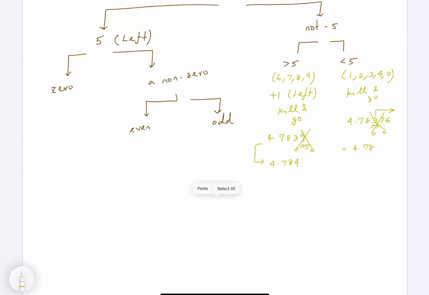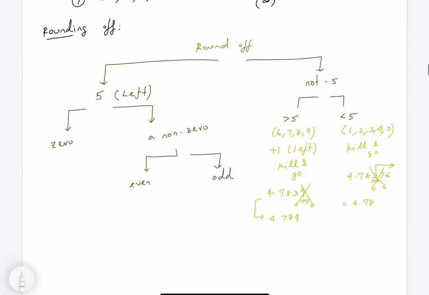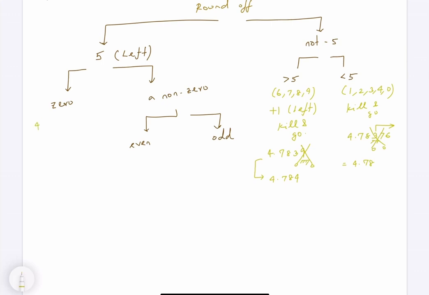Now, coming to a 5. If there is a 5, let's say 4.7605, and you want to kill this 5, and there is a 0 in front, what do you do?